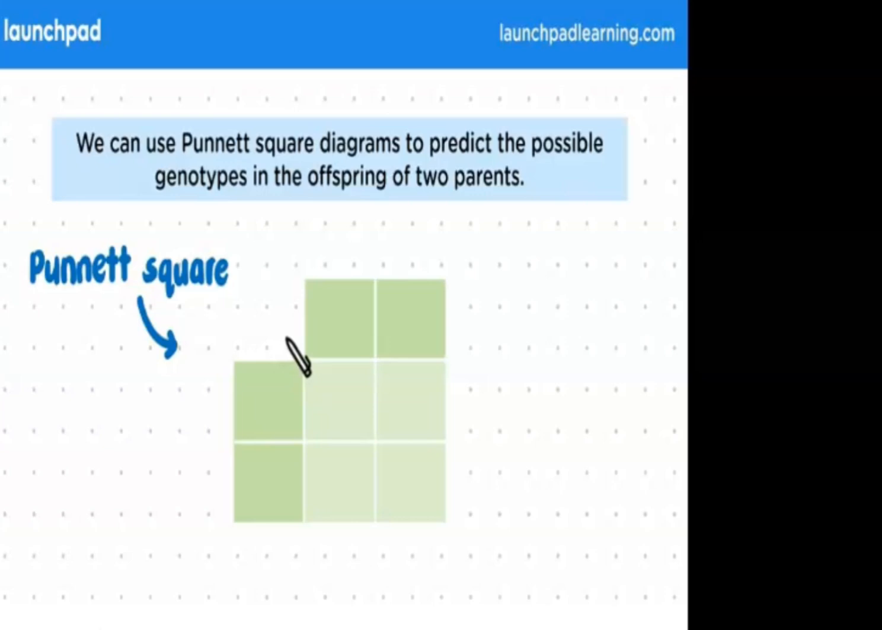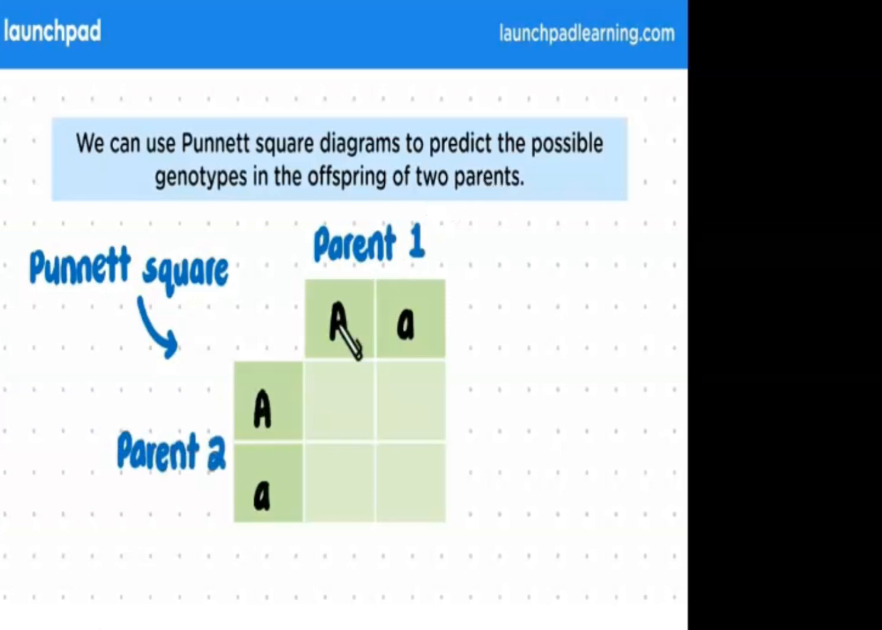So let's go through an example with parent 1 and parent 2, which are both heterozygous for a single gene. So the alleles for parent 1 would be capital A and lowercase a, and the same for parent 2. Remember that dominant alleles are shown by uppercase letters and recessive alleles are shown by lowercase letters. It's really important that you use upper and lowercase letters that are clearly different from each other. For example, capital C and lowercase c, or capital O and lowercase o could be easily confused.